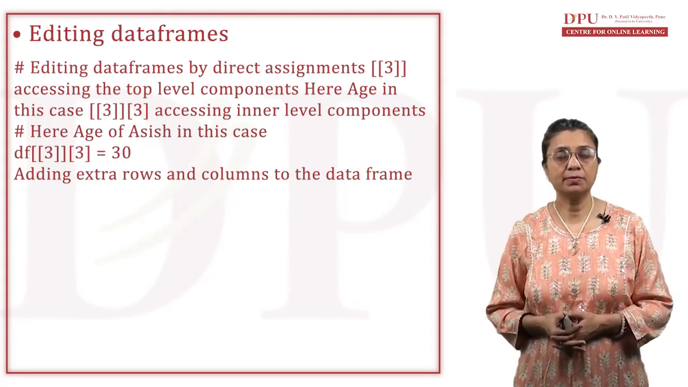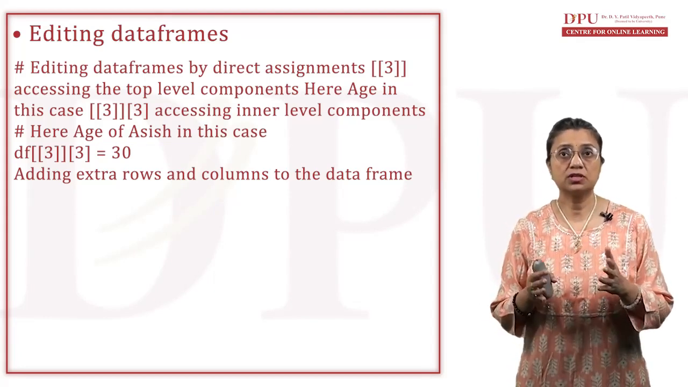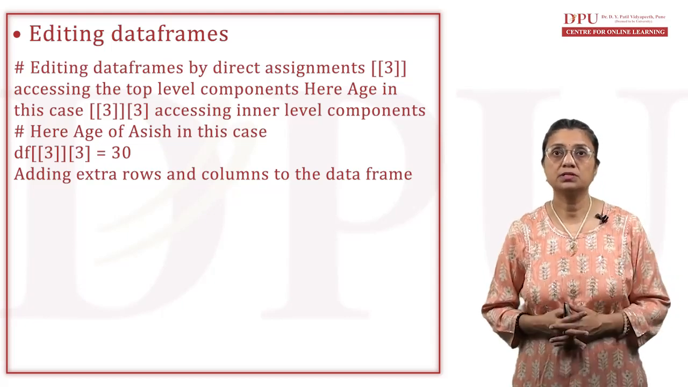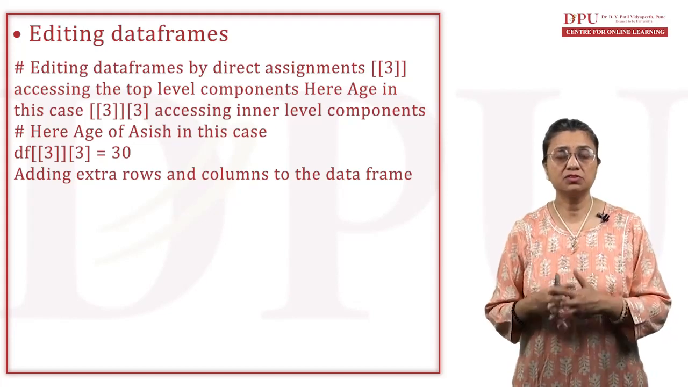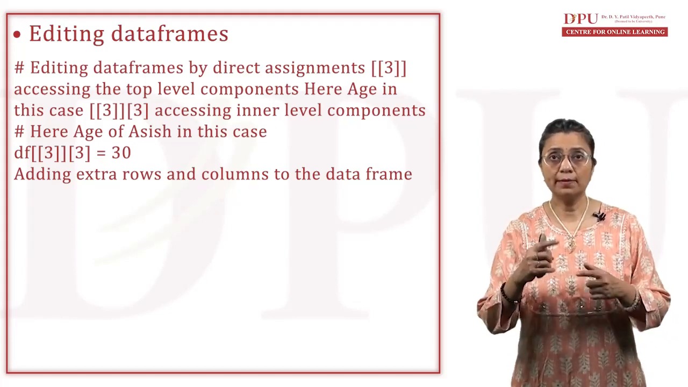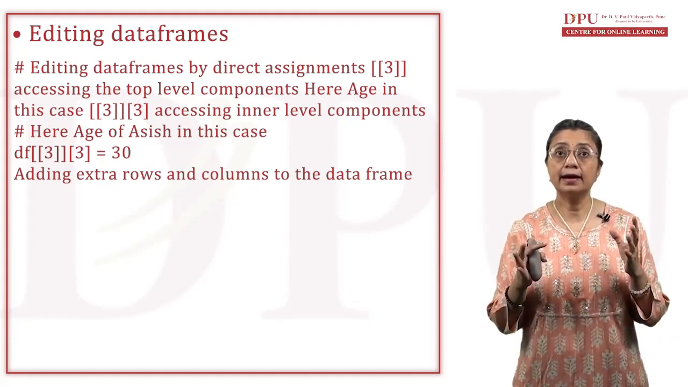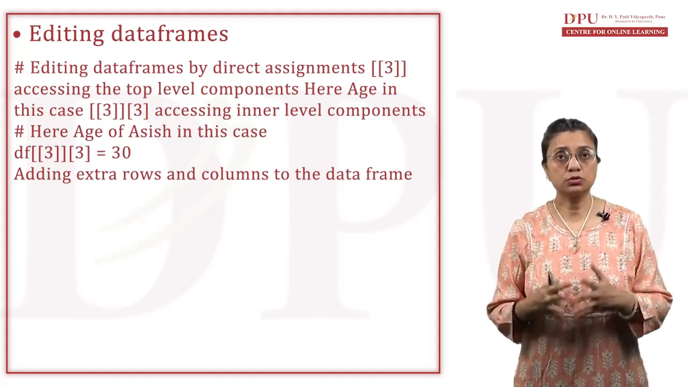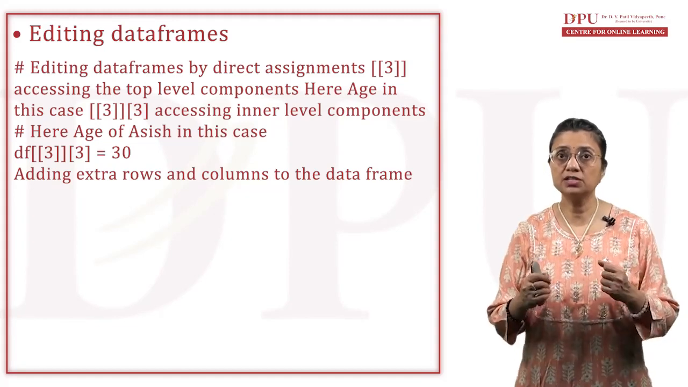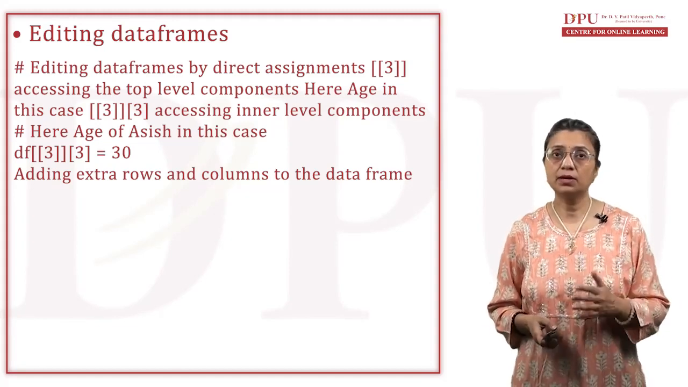So editing a data frame by direct assignment, that is, accessing the top level component. So here age in this case is [3,3], 3 by 3, which means third row, third column. So I'm accessing that cell address and I'm directly writing df[3,3] equals 30, which means I'm talking about the age of Ashish in this case. It will be equal to 30.